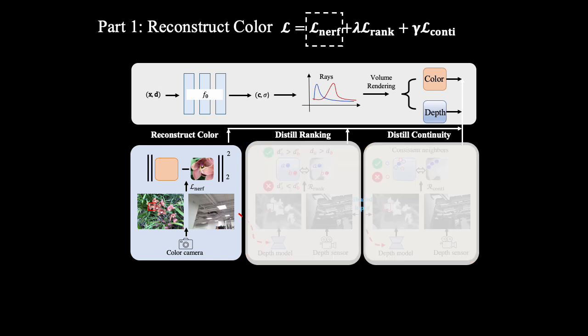In the first part, given 3D points X and their directions D, we use an MLP to map X and D into colors C and density sigma. We reconstruct pixel values by blending color and density. We use L2 as the NeRF loss.